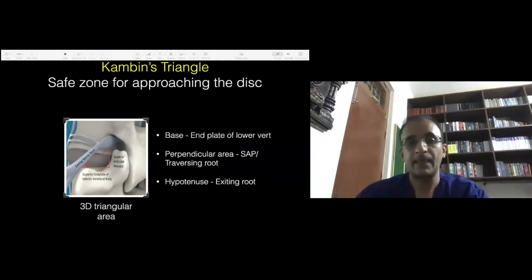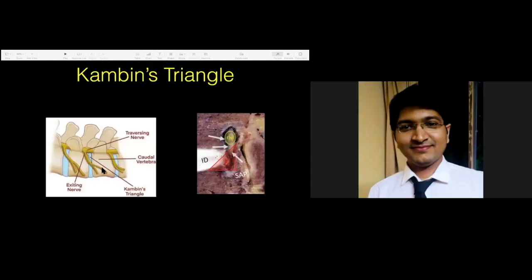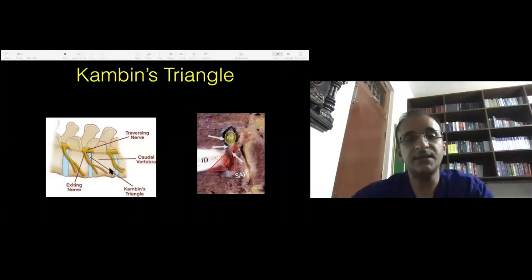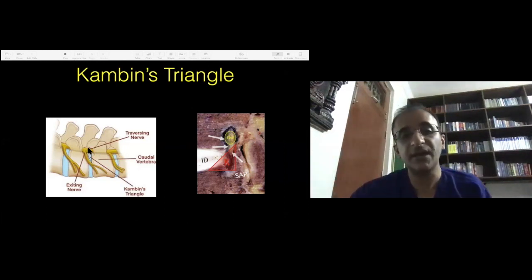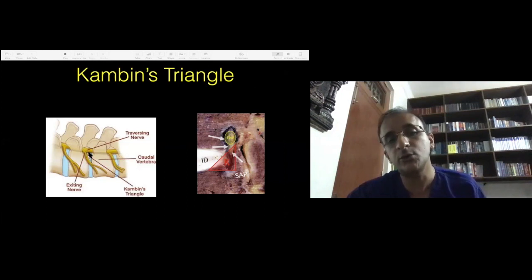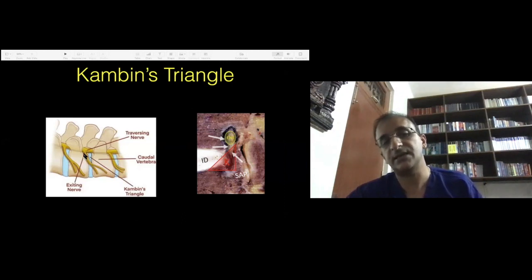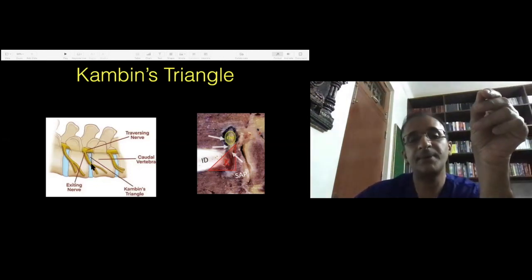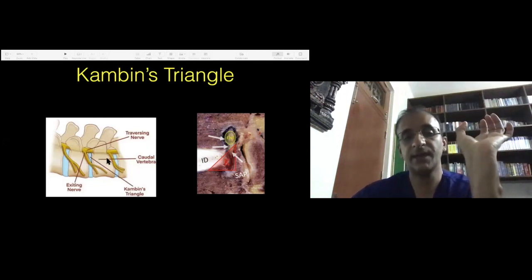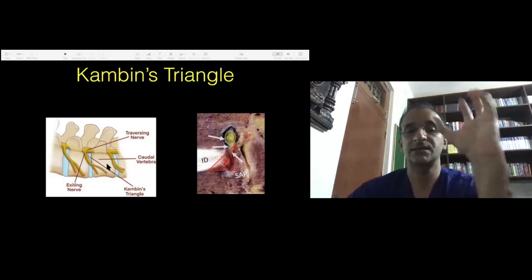So now again the same thing, the Kambin's triangle here. This is the Kambin's triangle formed by the exiting root, formed by the traversing root medially and laterally by the superior articular process. Here we have removed the superior articular process to show you the traversing nerve root. So this is the hypotenuse. Traversing root is the perpendicular part, and the base is by the end plate. So this zone is a safe zone.